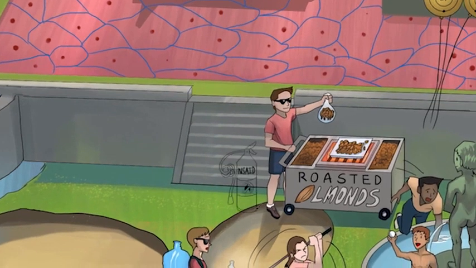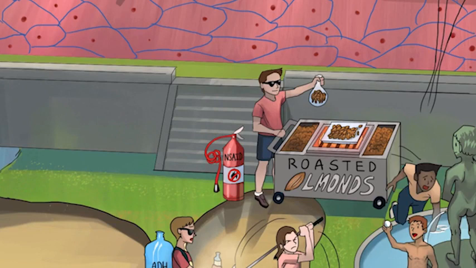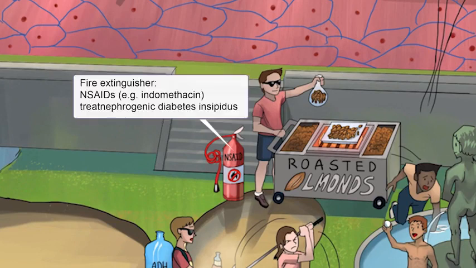The last treatment for nephrogenic diabetes insipidus we will encounter on this course is NSAIDs, such as indomethacin, represented by our recurring anti-inflammatory fire extinguisher, close at hand in case the roasted almond cart gets a little too roasty. NSAIDs decrease the production of prostaglandins that antagonize the effects of ADH.